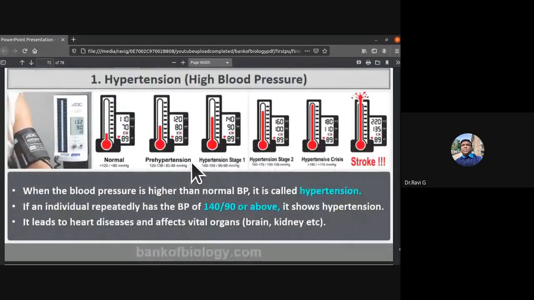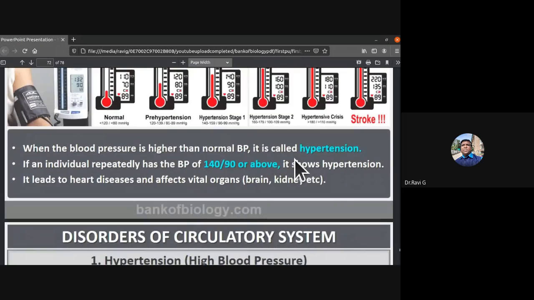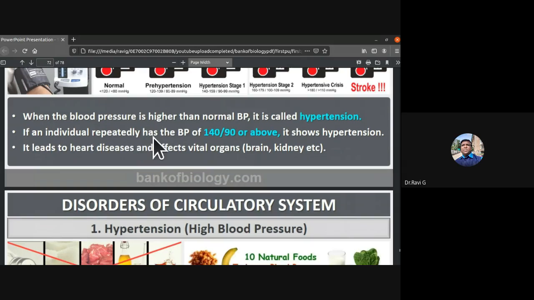When the blood pressure is higher than the normal blood pressure, we call it hypertension. If an individual repeatedly has a blood pressure of 140 by 90 or above, it shows hypertension. It leads to heart diseases and affects vital organs like the brain, kidney, etc.